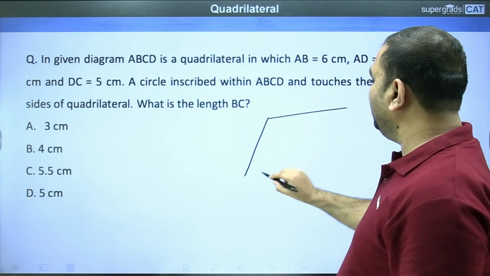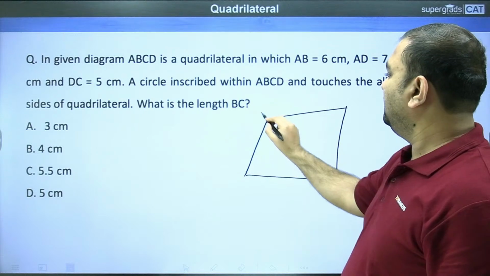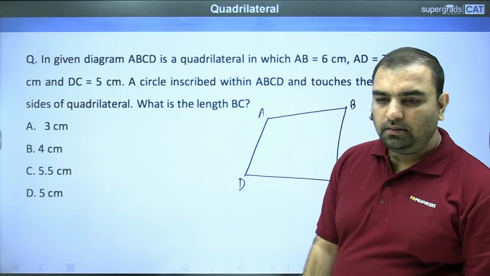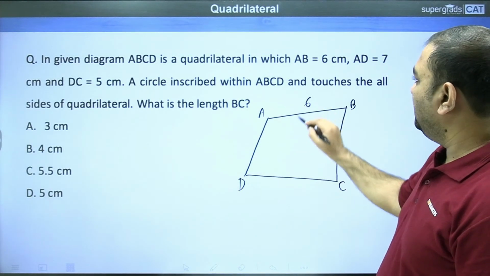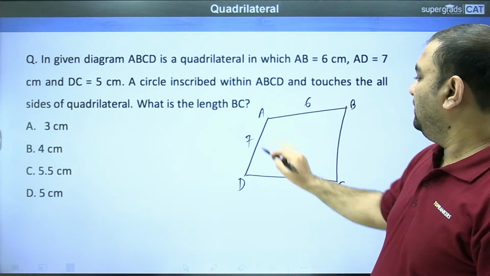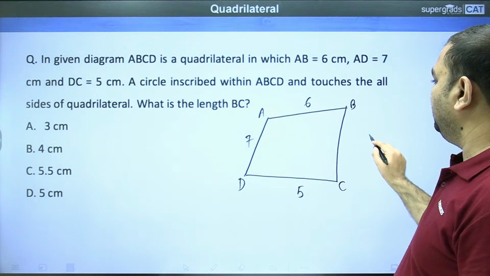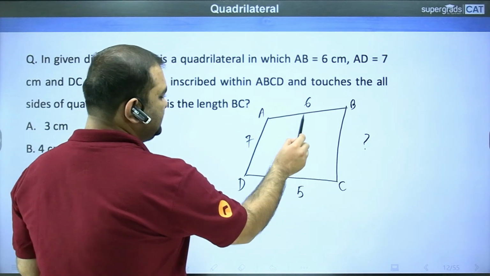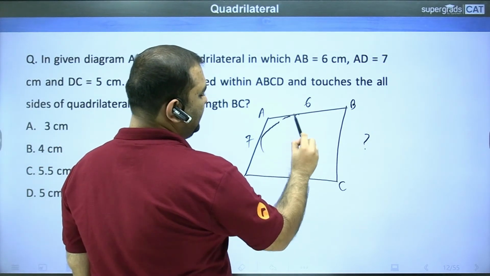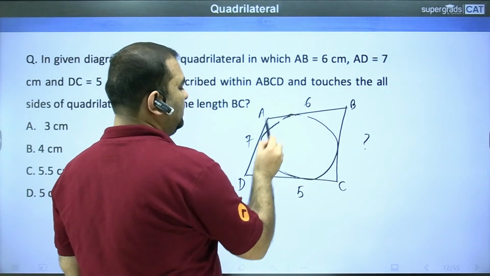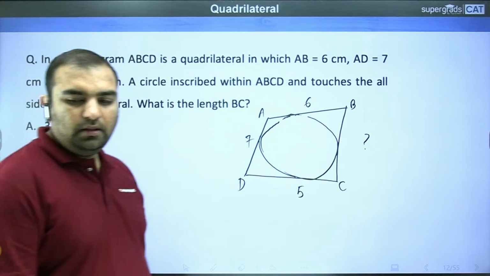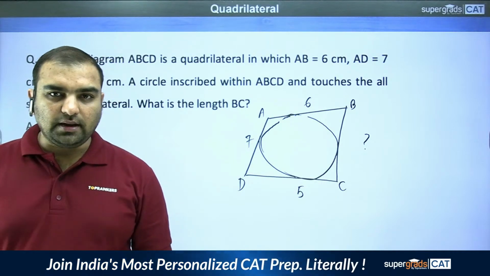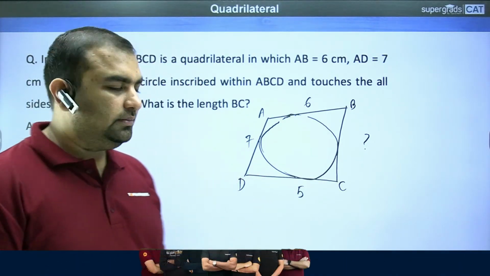Very important property is here. A, B, C, D. AB 6 है, AD 7 है, DC 5 है. Asking the BC. A circle is touching all the four sides. कुछ ऐसी कहानी होगी. A circle is inscribed in the quadrilateral touching all the four sides.